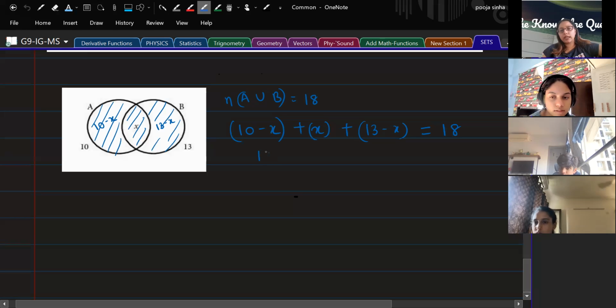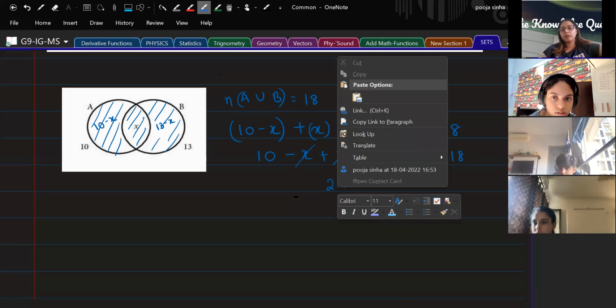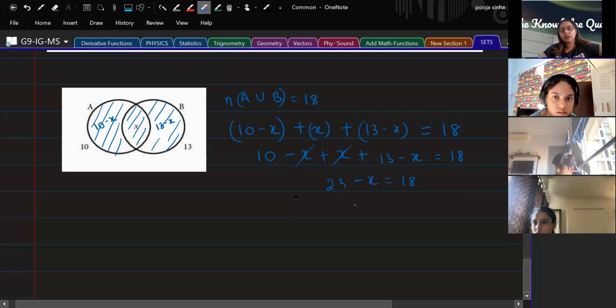10 minus x plus x plus 13 minus x is equal to 18. So this x and this x are cancelled. 10 plus 13 will become 23. 23 minus x is equal to 18. 23 minus 18 is equal to x. So x is equal to 5, right?